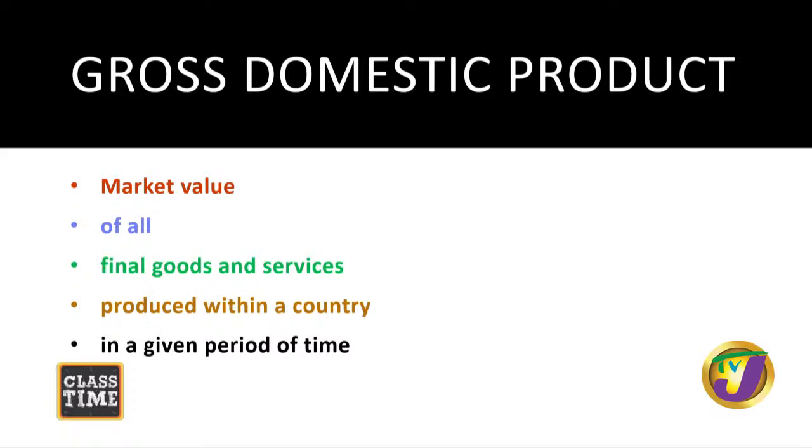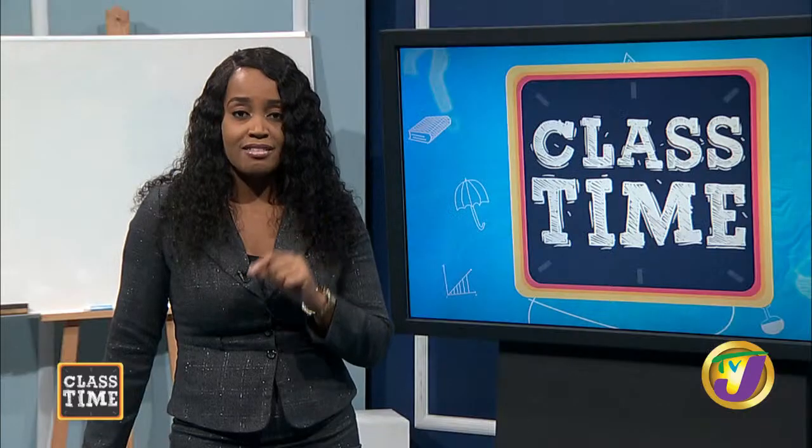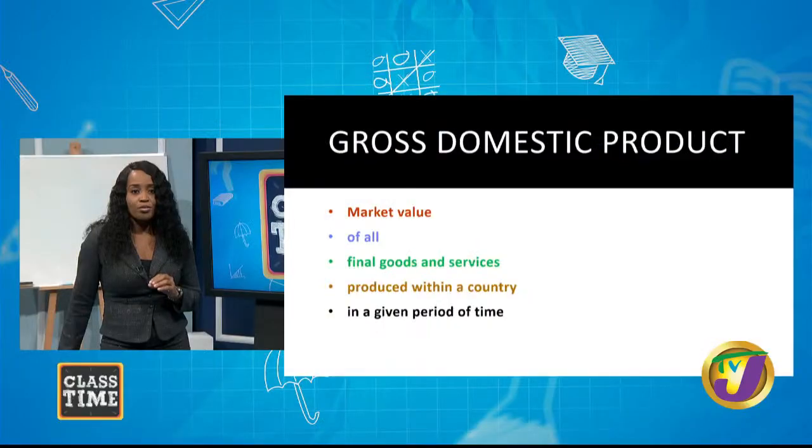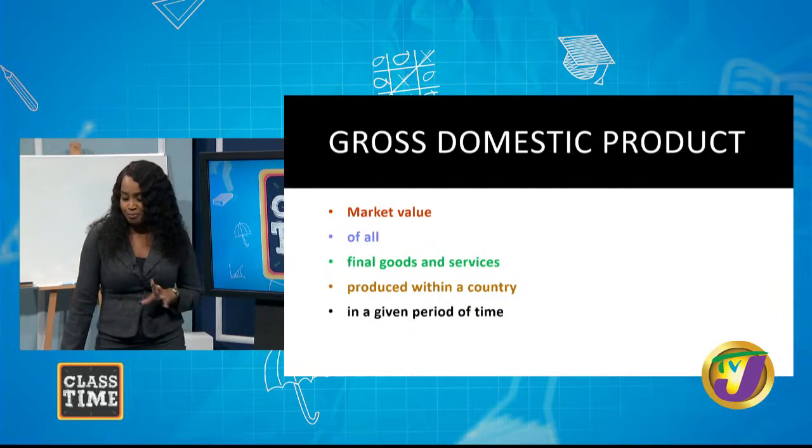When we say all, there is a slight exception. As I mentioned before, we said the market value, but the good has to go to the market and it has to be legal. So when we're talking about GDP, we're not talking about the value of things that are illegally produced or sold in a country. Those are not included in GDP.